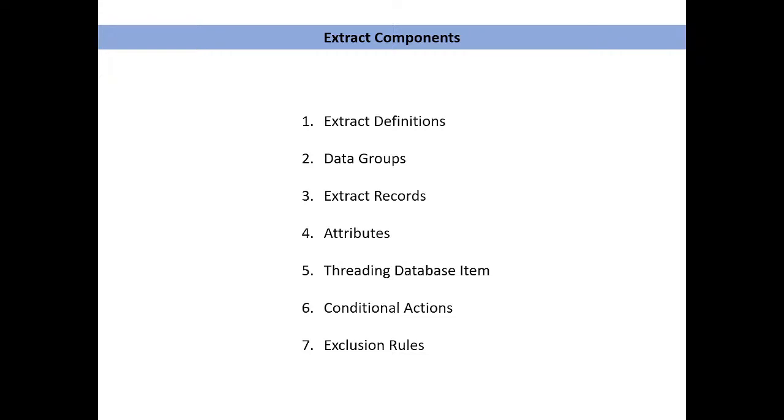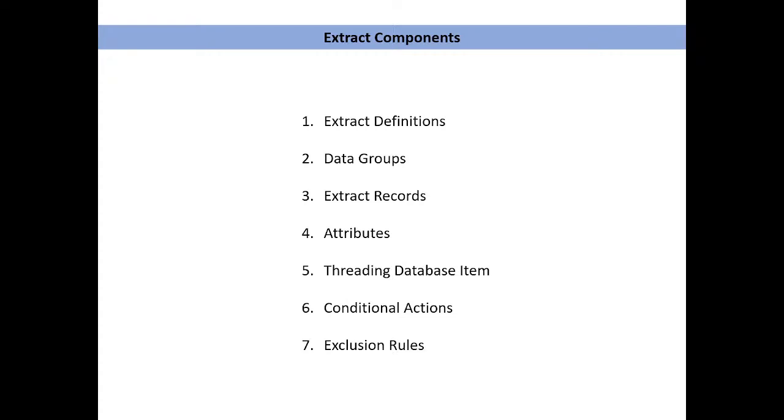Then we have the threading database item. It's a unique identifier for a given user entity to uniquely identify an extracted record. Configuring this item makes the comparison and identification of changes only extract runs more efficient. So you can define one threading database item at the root data group or at any child data group level.